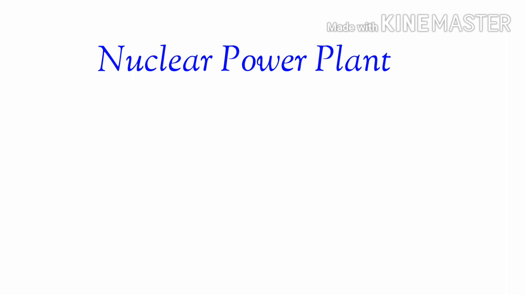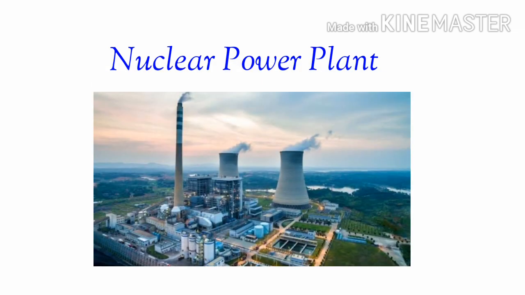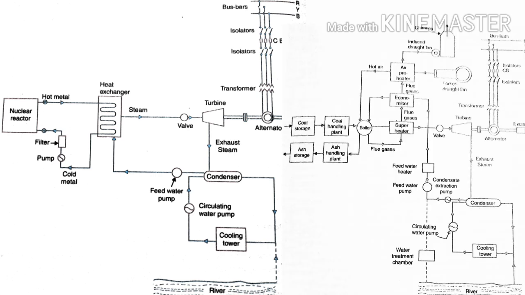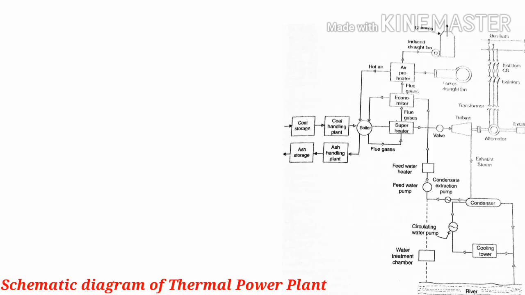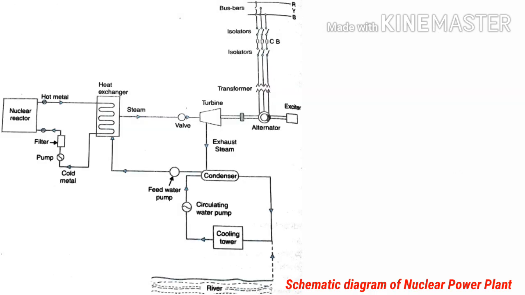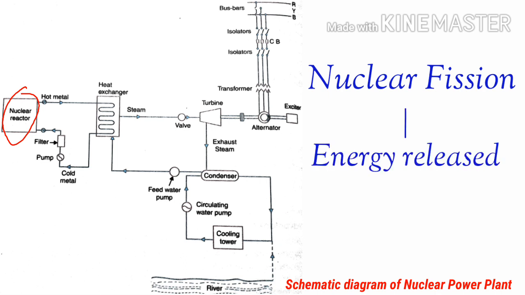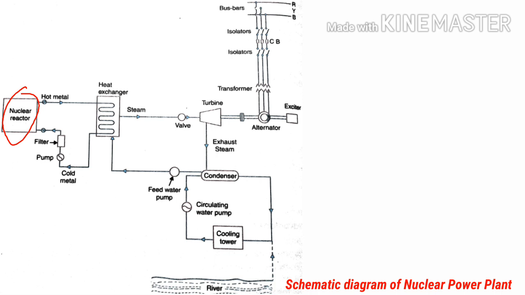In this video we are going to study about nuclear power plant. This nuclear power plant is somewhat equivalent to thermal power plant, as a boiler is used in a thermal power plant for combustion of coal, and after combustion high pressurized steam is produced, and in a nuclear power plant a nuclear reactor is used, in which the nuclear fission process takes place, from which energy is released, and this energy is used as heat to convert water into steam.